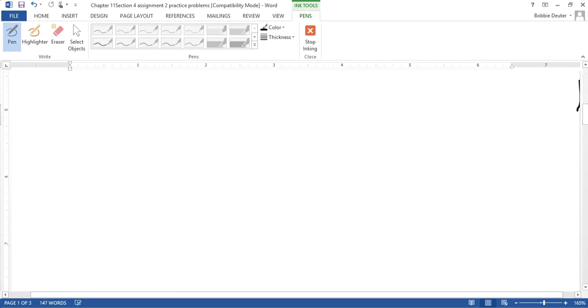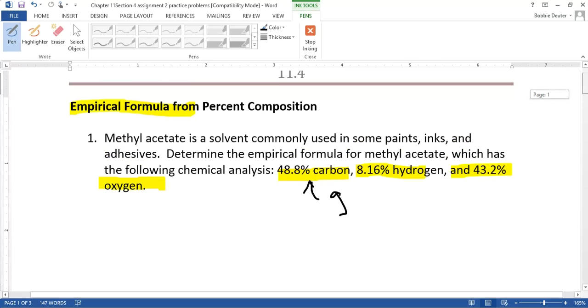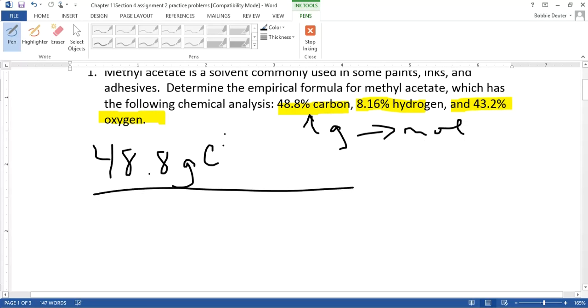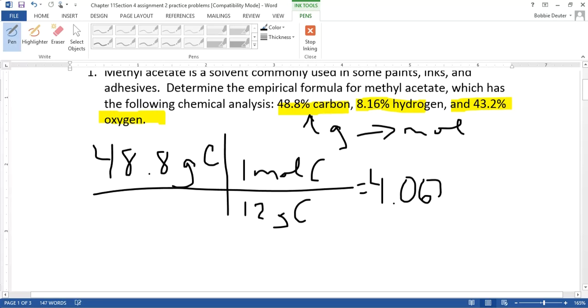And so when we start going through, oops, went down too far. We're going to take 48.8 grams, so we're changing percent to grams of carbon. And we're going to do the first step, and that's going to be converting grams to moles. Okay, so this step's easy. We're going to take 1 mole of carbon over the molar mass, which is 12 grams of carbon. We're just going to solve. So you get 4.067 moles.